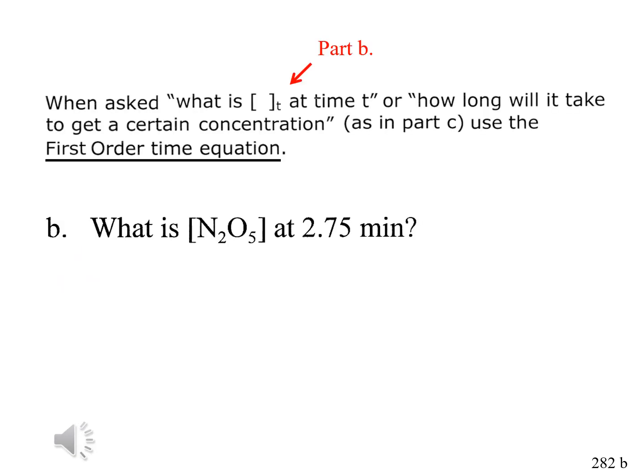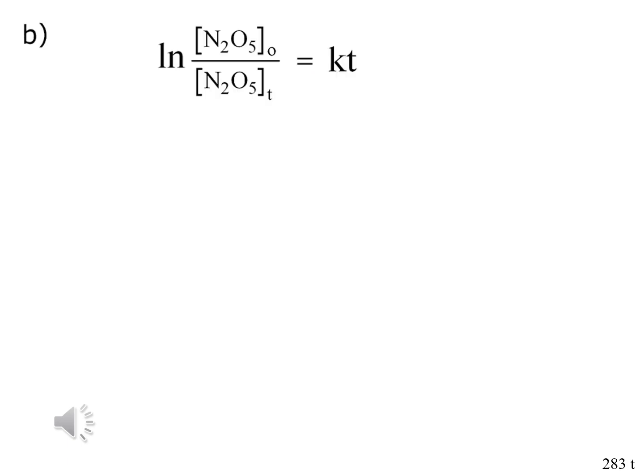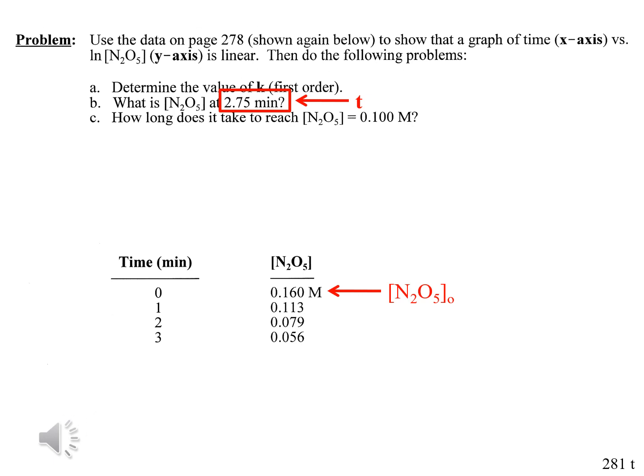Now we want to get it exactly with the equation. So we're going to try to find this out, but using the first order time equation. This is the first order equation that we're going to use, and we're going to have to plug in numbers for everything but the bottom concentration at time t. The time, of course, is 2.75 minutes because it says it in the problem. The number that people have very hard time remembering is the concentration at time 0. I have to give you that number in the data.